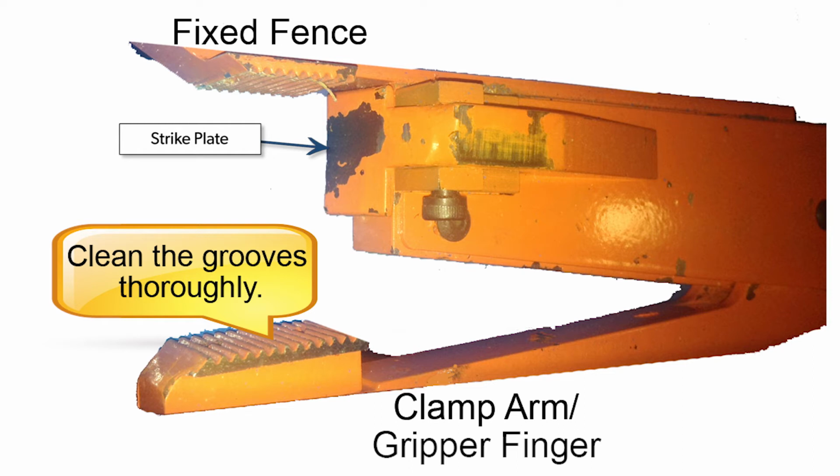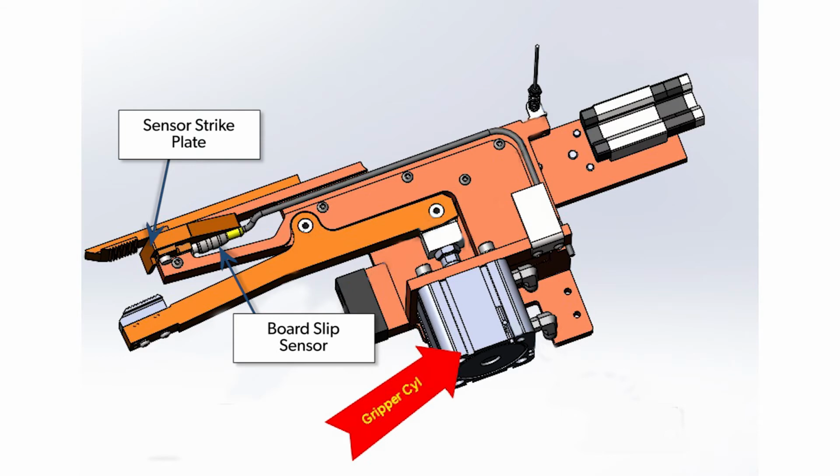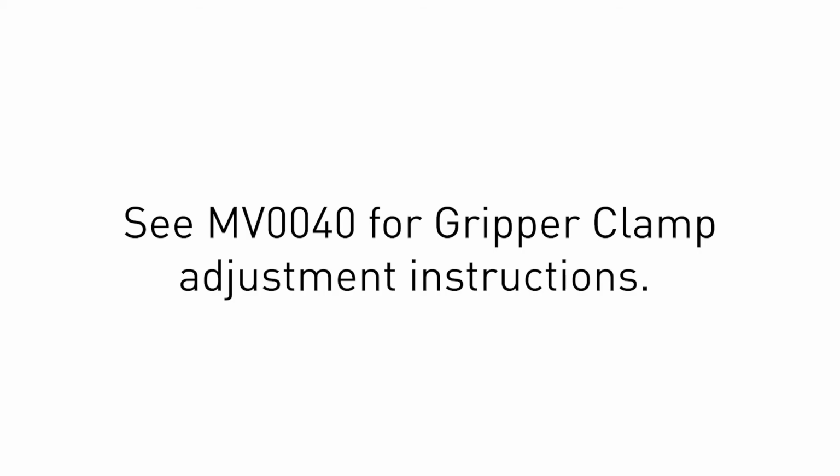Look for burrs or anything the lumber could get caught on as it slides into the gripper clamp. The board slip sensor should be flush with the face of the gripper frame. It may be necessary to adjust the jam nut on the cylinder. See Machinery Video MV0040 for those instructions.